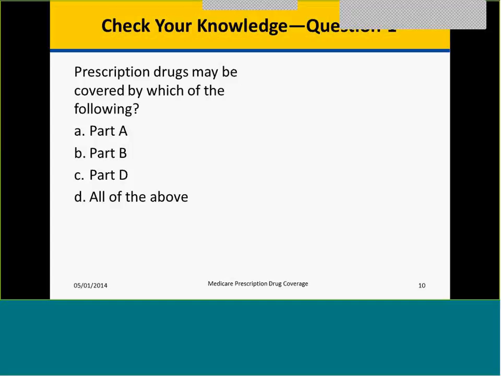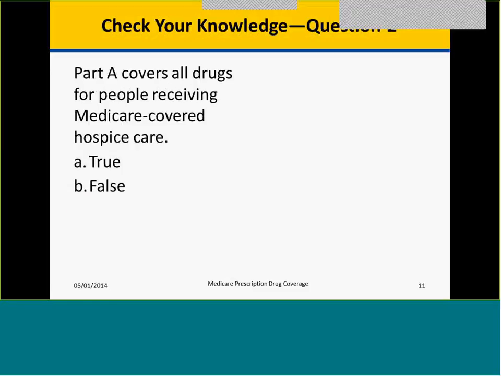Knowledge check. Prescription drugs may be covered by which of the following? Part A, Part B, Part D, or all of the above? All of the above. Part A covers all drugs for people receiving Medicare-covered hospice care.